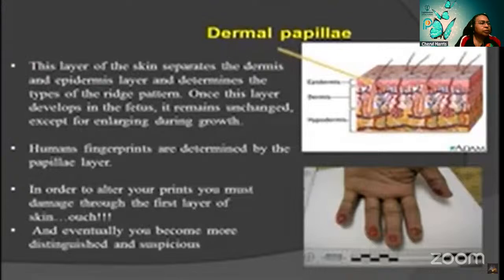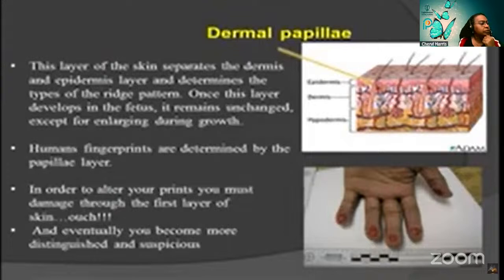Once this layer develops in the fetus, it remains unchanged except for enlarging during growth. Humans' fingerprints are determined by the papillae layer. In order to alter your prints, you must damage through the first layer of the skin, and eventually you become more distinguished and suspicious. In a simple way, it means that your fingerprints and the angles of the fingerprints can get enlarged because of growth, but they cannot be changed. They will remain unchanged during the whole life.